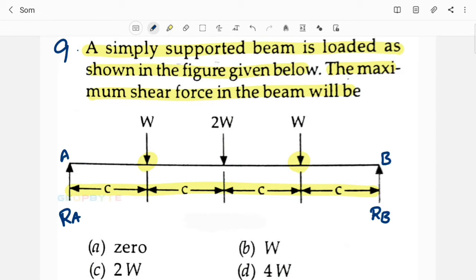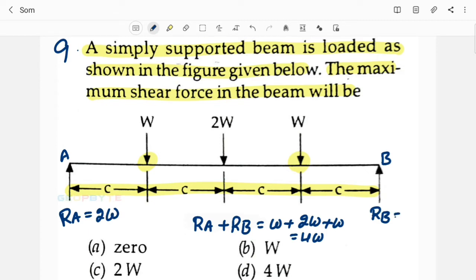2W is acting. Therefore, I can say that RA plus RB equals W plus 2W plus W, which is equal to 4W. That is RA plus RB. These two reactions are equally sharing, this is 2W and this is 2W. The reactions at A and B are equal. The reaction at either A or B will be equal to the maximum shear force. Therefore, the answer is 2W.